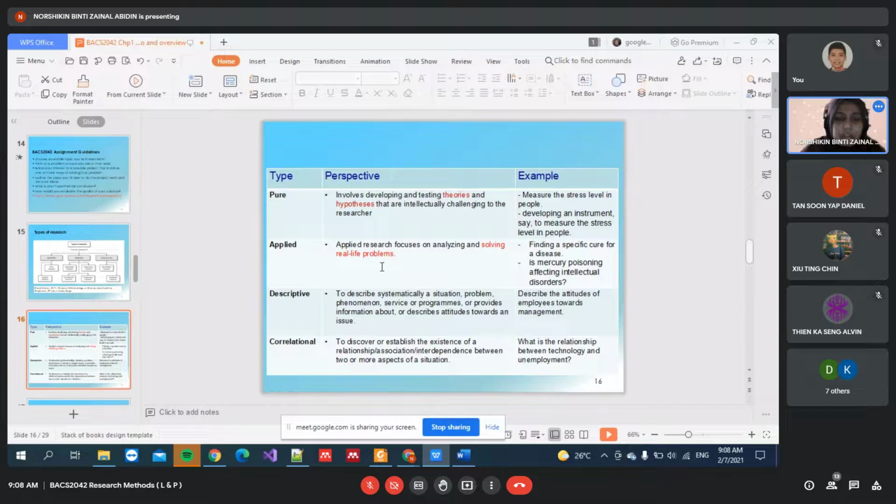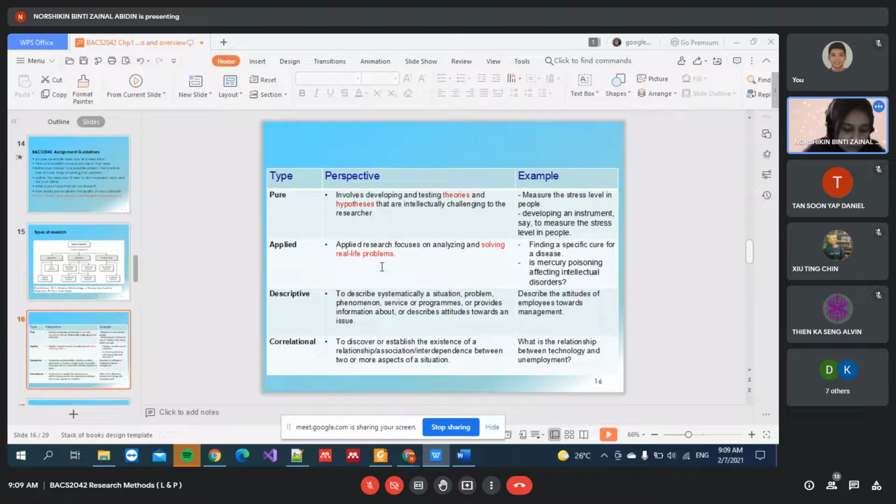For descriptive, it is a research that you conduct to explain the phenomenon, service or program, or anything that you want to describe. For example, a research on autism. Autism actually is a neurodevelopmental disorder. So for descriptive, for example, you want to conduct a research on autism.